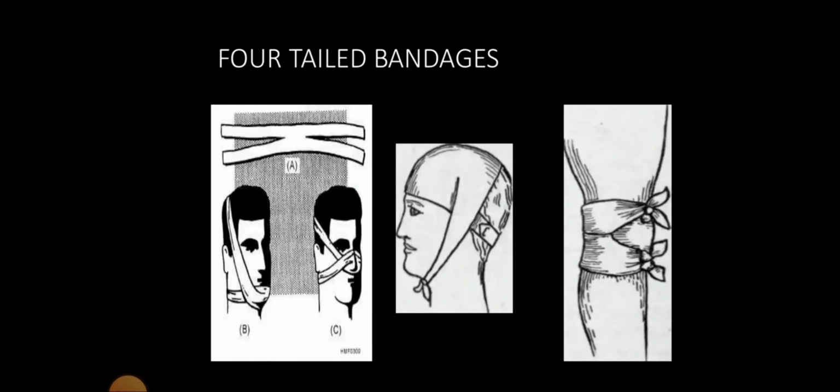Next is the four-tailed bandage. That is, the ends of the bandage are longitudinally split to make four tails. In the figure you can see. It is used in fracture of the lower jaw. Such kinds of bandages are mainly used in fracture of the lower jaw. In the knee joint also it can be utilized. According to the need, according to the site, we can use the four tail bandage. In the four tail bandage, the two ends of the bandage are longitudinally split to make four tails.